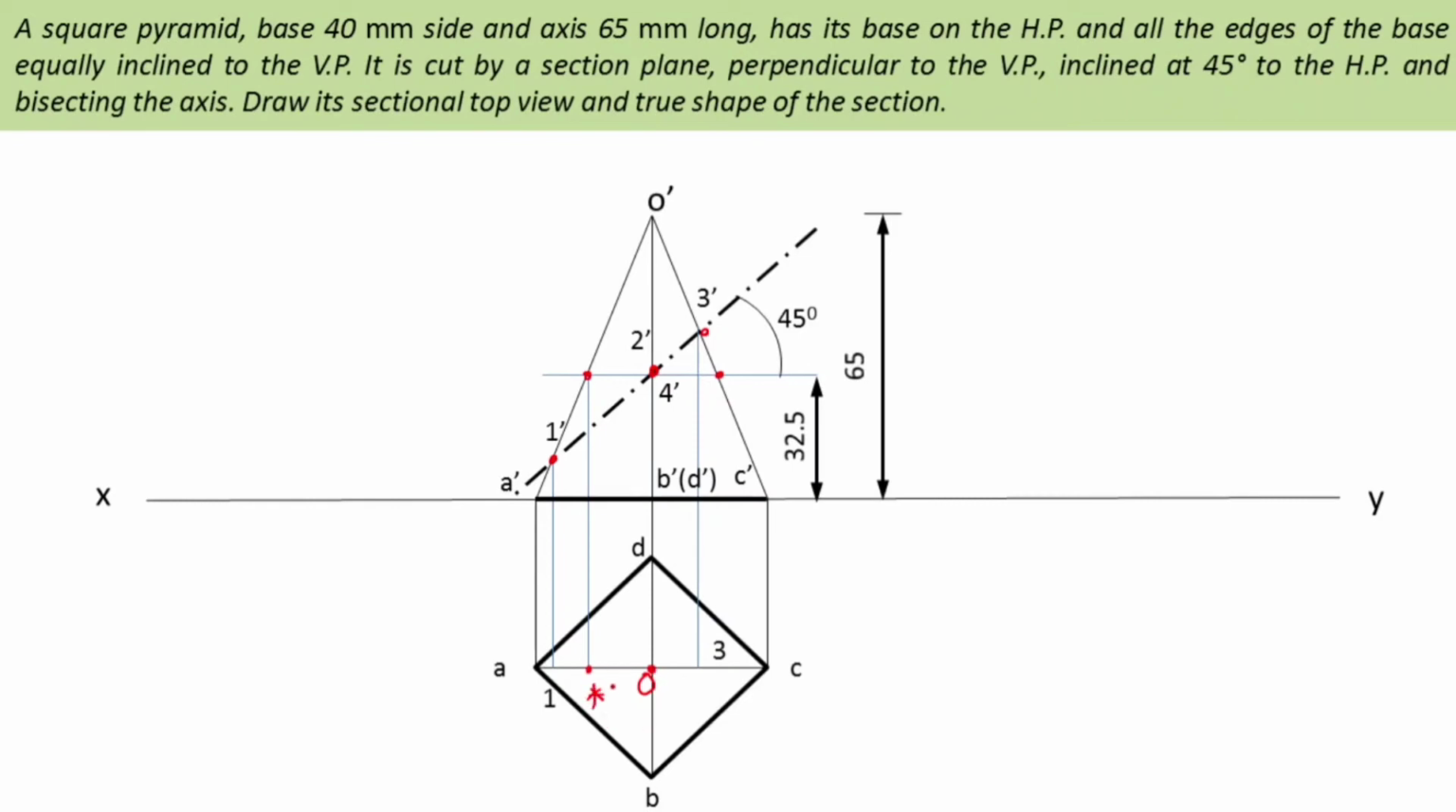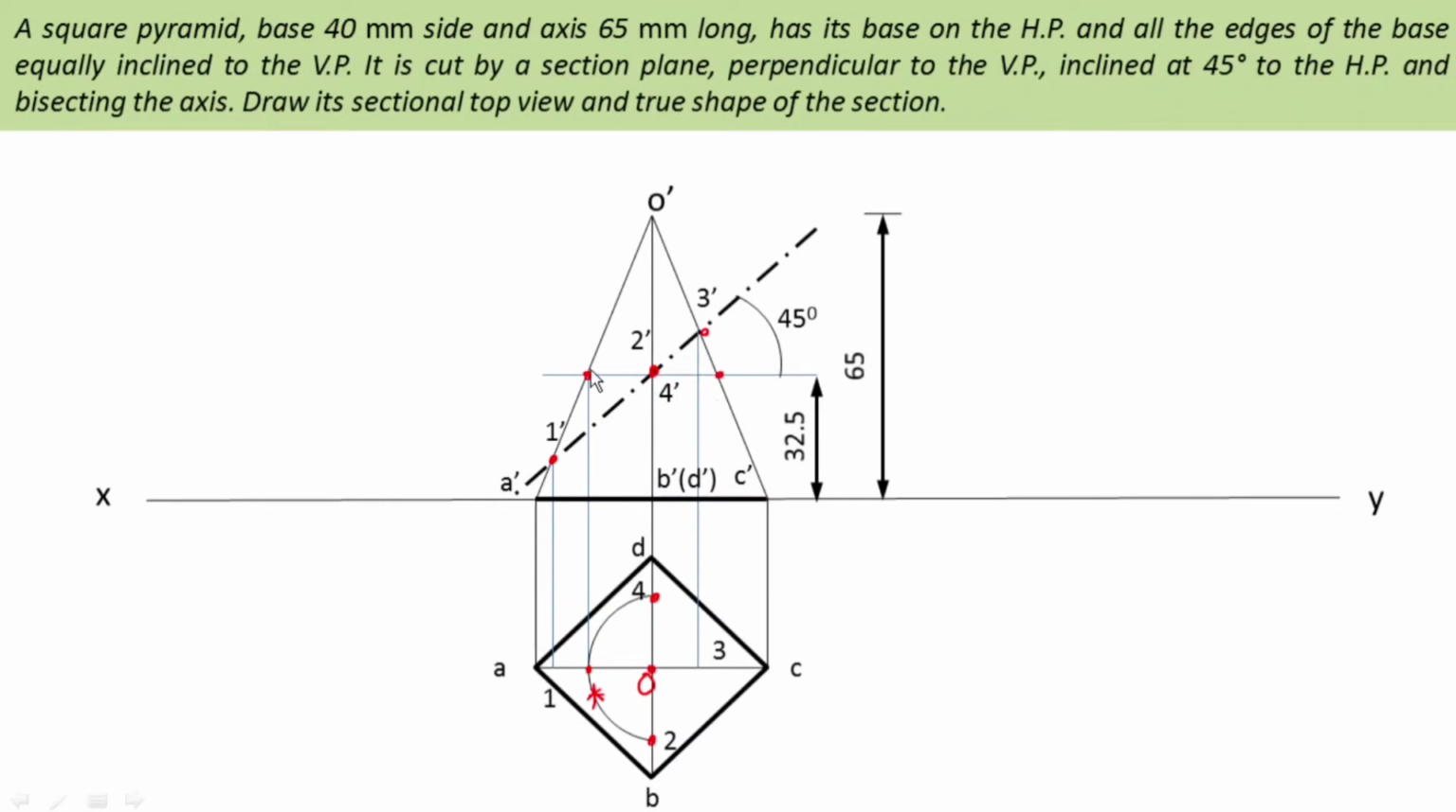So O star would be the radius, and you need to draw an arc in this way. Again, two intersection points would be there. First one would be this one and another one would be this one. So their names are which one? 4 and 2. In this way, we are going to obtain 4 and 2.